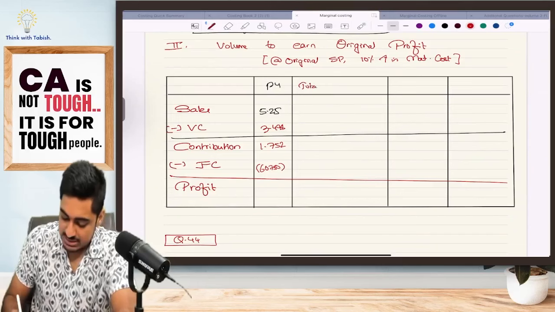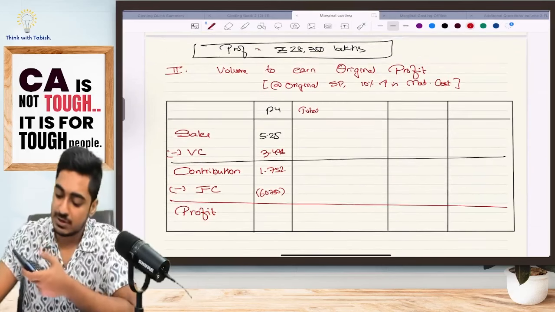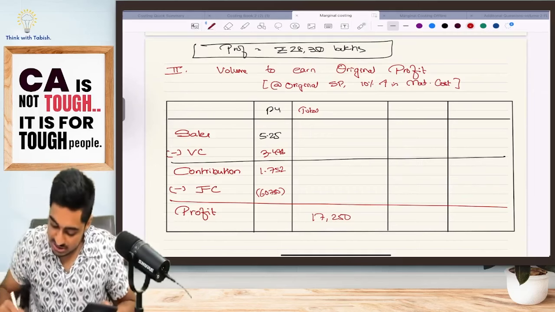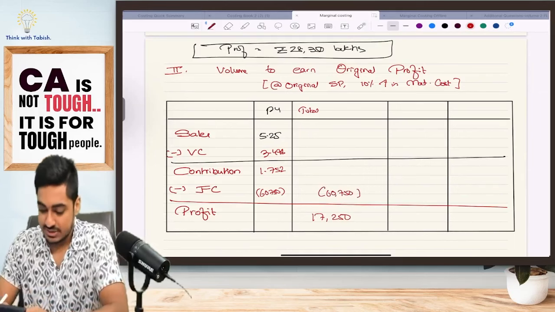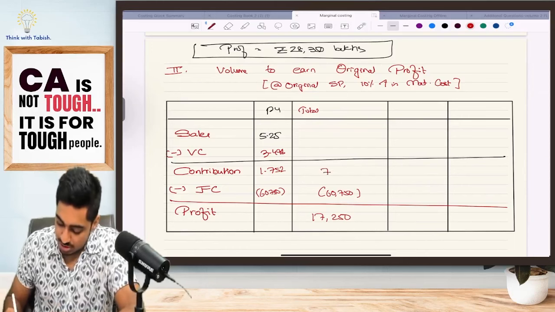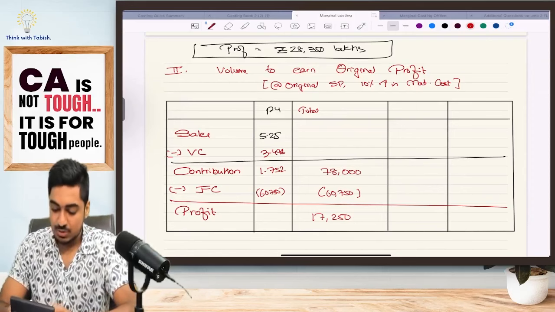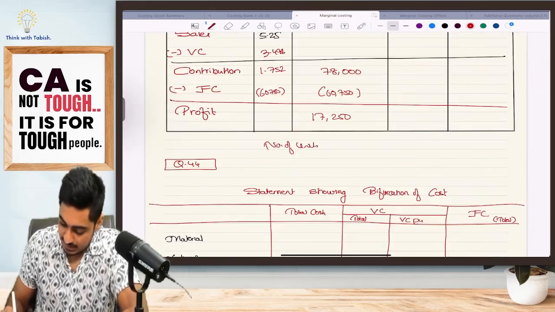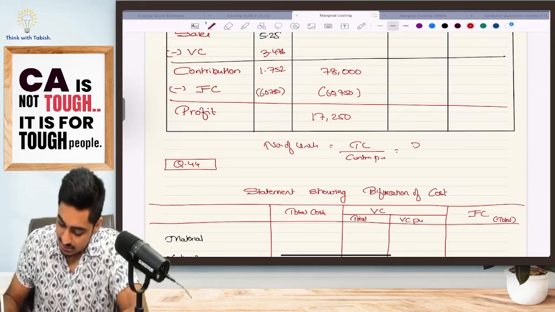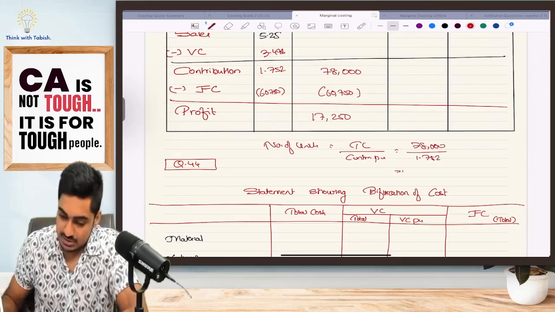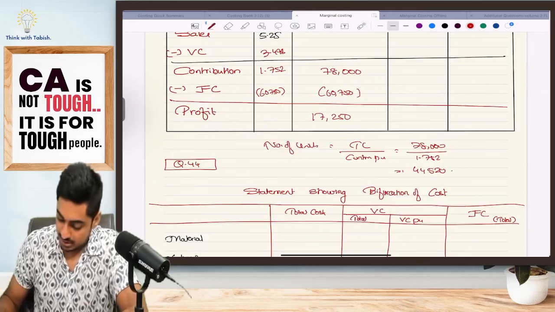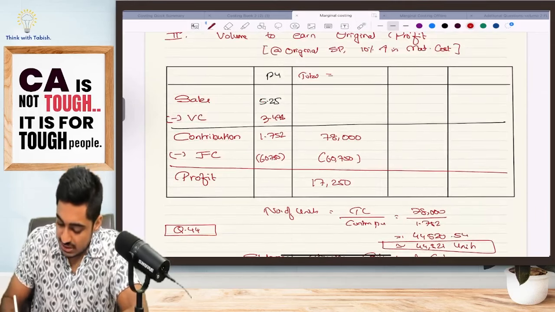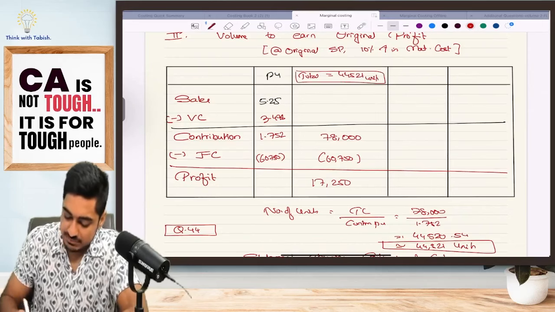Now tell me how much total quantity I should be selling to earn my original profit. What is the original profit? Sir, the original profit is 17,250. To earn a 17,250 profit, is 17,250 contribution sufficient? No, sir. I should also pay the 60,750 fixed cost. 17,250 plus 60,750, that means how much total contribution do I want? 78,000. And 1 unit gives me how much? 1.752. Number of units is total contribution divided by contribution per unit. 78,000 divided by 1.752 is 44,520.54. I will round it off as 44,521. Is this clear, everyone?